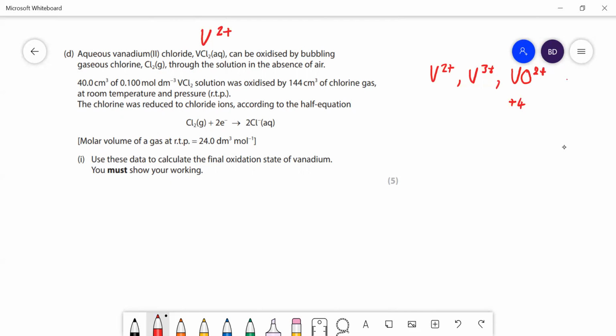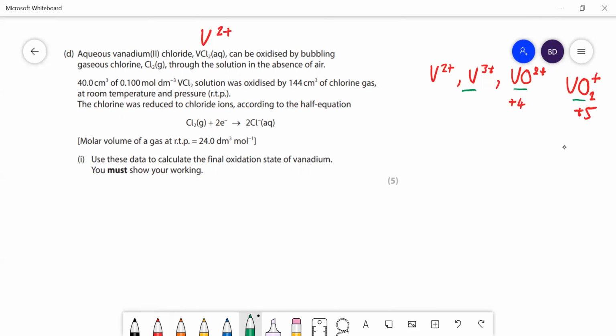And also oxidation number +5, like that, the dioxovanadium ion. So it can have variable oxidation number. And if you oxidize it with the chlorine, does it oxidize it just to the 3+, or the 4+, or the +5 oxidation state? We've got to find that out.